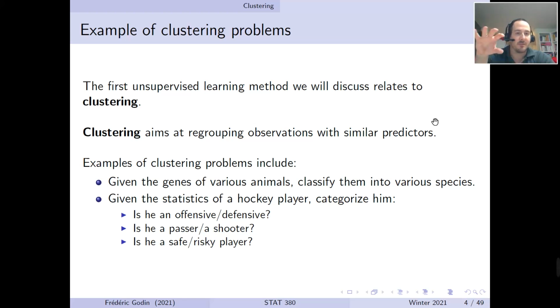Let's say if you're a forward, you might be either a passer or a shooter. Are you a safe player? Are you a risky player? Based on your statistics, you can aim to regroup similar players together so as to help you understand how you can represent these groups of players from a few concepts, let's say.